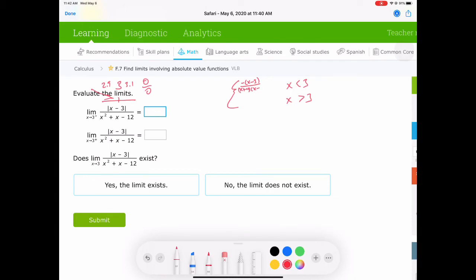x squared plus x minus 12 factors out to be x plus 4, x minus 3. And if I did plug in a 2.9, that would give me a negative, so that negative on the outside would force it to be a positive as if we still had an absolute value sign there. So we can factor out the factor, and then simplify this problem to become a little bit easier. We got rid of our 0 over 0.